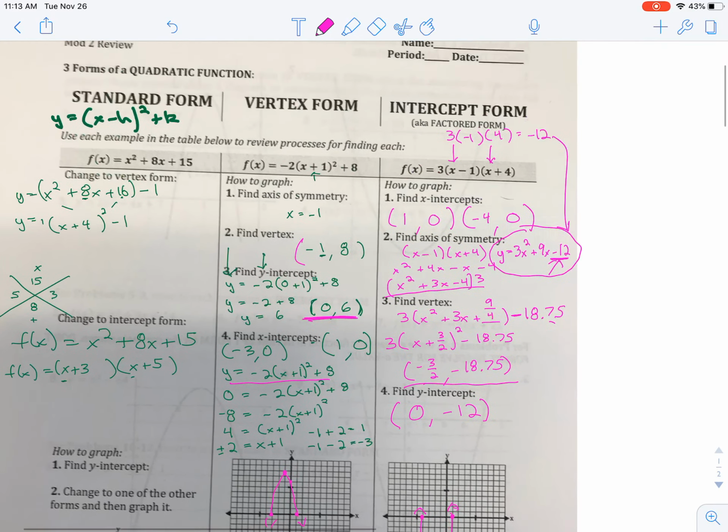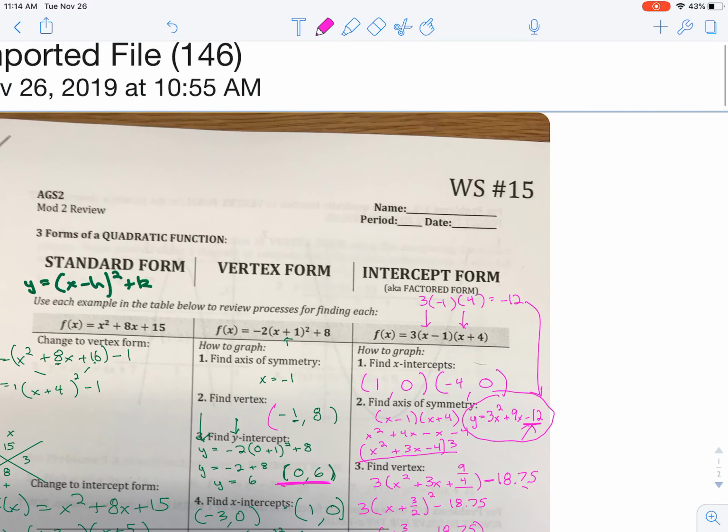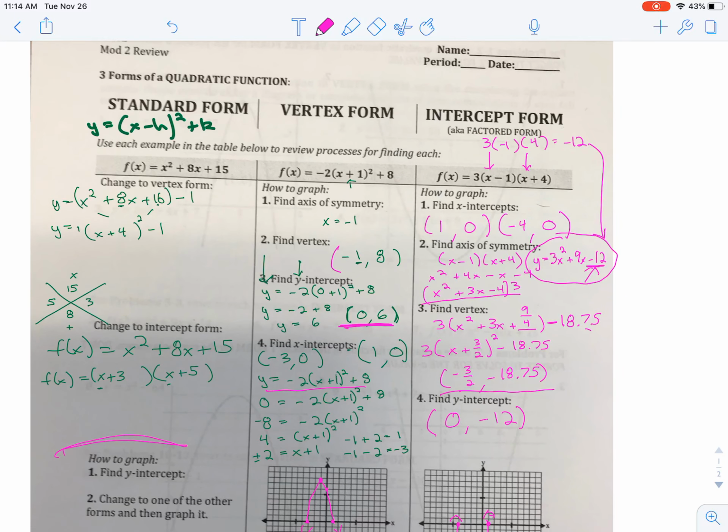Okay, so there is everything. I am out of time, and I realized I didn't graph this one, but I think that you guys can get that from everything. So that is a big first page video on that.